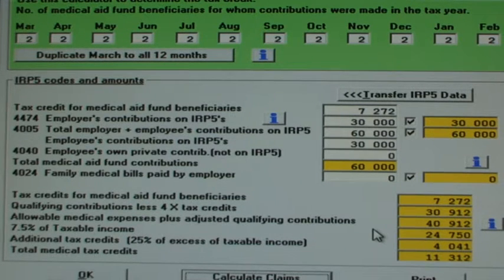In this example, 7.5% of taxable income is 24,750, which means that 25% of the amount by which 40,912 exceeds 24,750 is 4,041 Rand. 4,041 Rand plus 7,272 Rand equals 11,312 Rand to the nearest Rand.